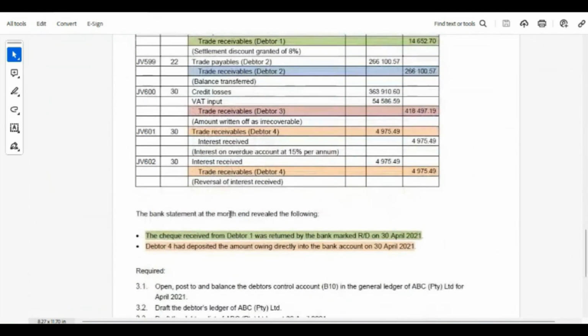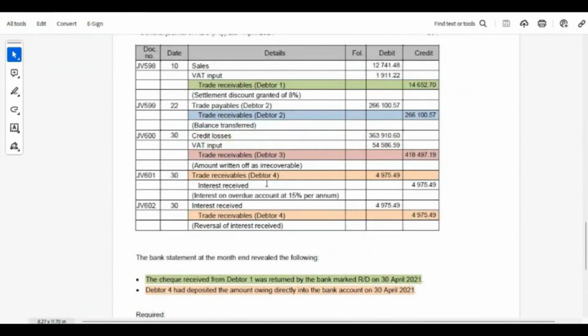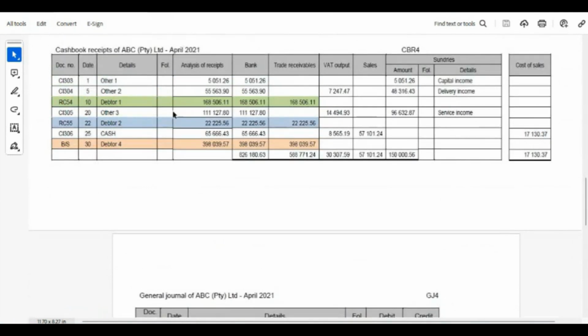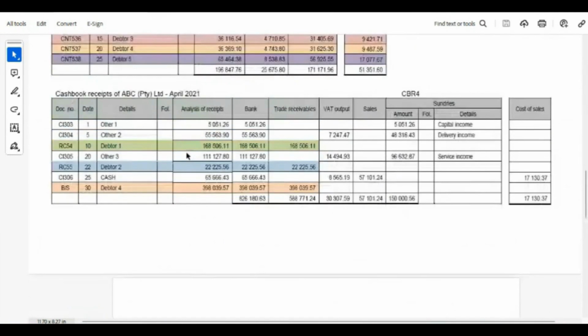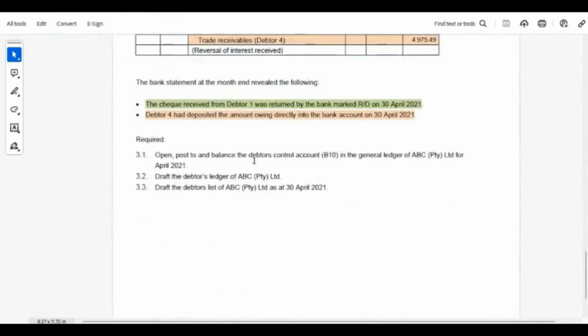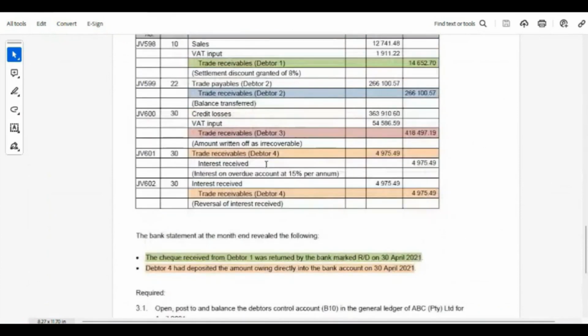And then at the end of the month, we see the following. A check received from debtor 1 was returned by the bank, marked return to drawer on the 30th of April. Okay, so that's bad. It means that we're going to have to write back this settlement discount. We're going to have to write back this payment that was received from him. But that's not where we start. We are just starting by marking everything that relates to debtor 1.